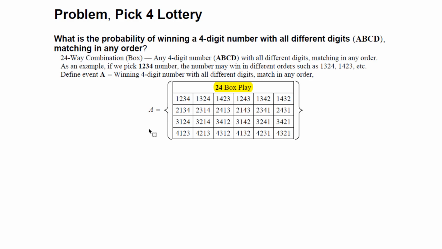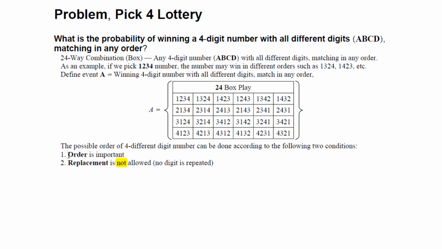But how do you know it is 24 ways? If we check this sequence here, we find that there is no repetition of the digits. That means permutation without replacement. And the formula for that, for order important and replacement not allowed, is permutation of 4 digits taken 4 at a time, and that is equal to 4 factorial, which is equal to 24 possible orders of this sequence.